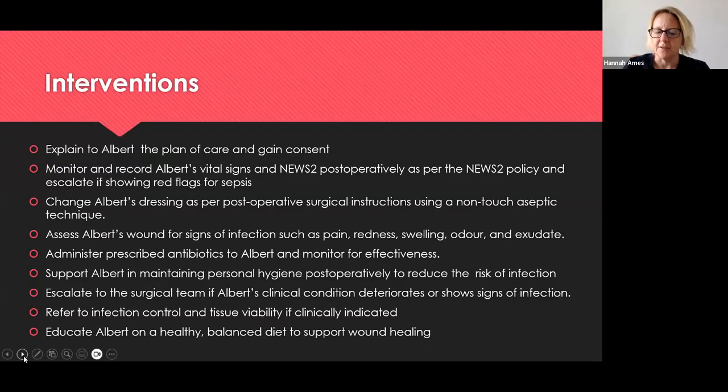We would monitor and record Albert's vital signs and NEWS2 post-operatively as per the policy, and escalate if showing any red flags for sepsis. We would change Albert's dressing as per the post-operative surgical instructions using a non-touch aseptic technique.